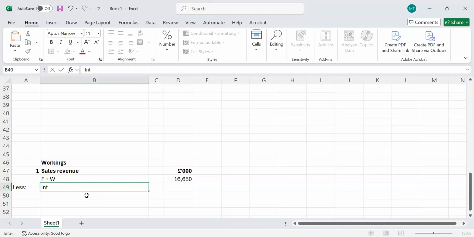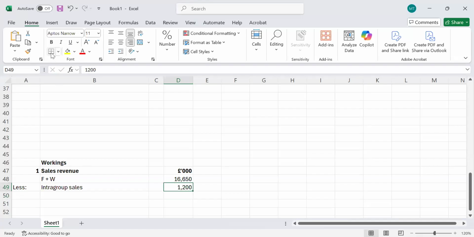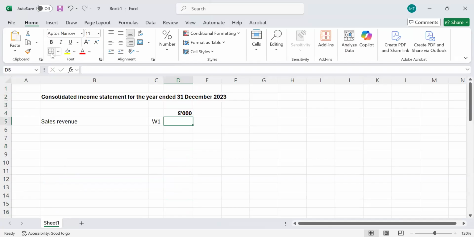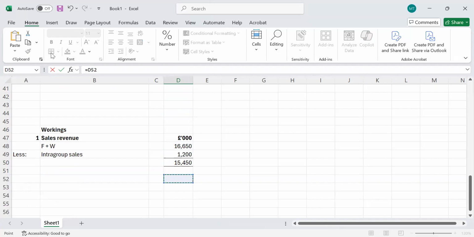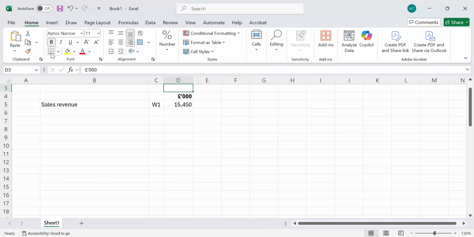So intra-group sales is removed, which is given in the notes, 1.2 million. This will give us the correct consolidated figure: 16.65 million minus 1.2 million, 15.450 million. Then I will link here for your reference. I'm going to share this Excel sheet at the end of this session. Okay, I will send it to you by email.